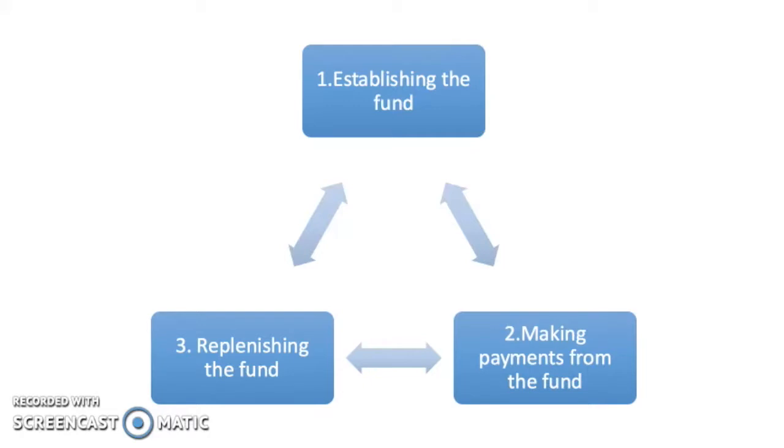Now, to understand how the petty cash fund is written in a general journal, we will use the example of an ice cream store because who doesn't enjoy ice cream? But first, there are three main steps to do with the life cycle of the petty cash fund. The first one is establishing the fund. The second is making payments from the fund. And the third and final step is replenishing the fund. So first, we need to establish the fund.